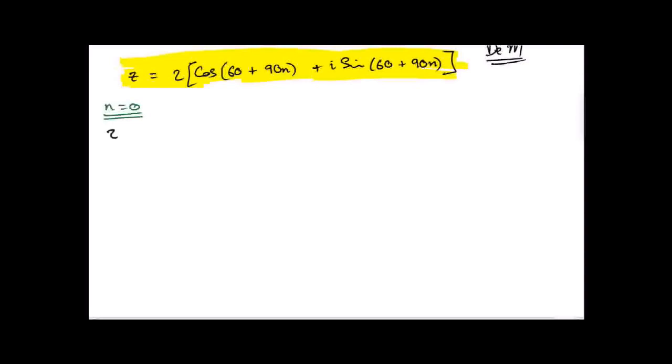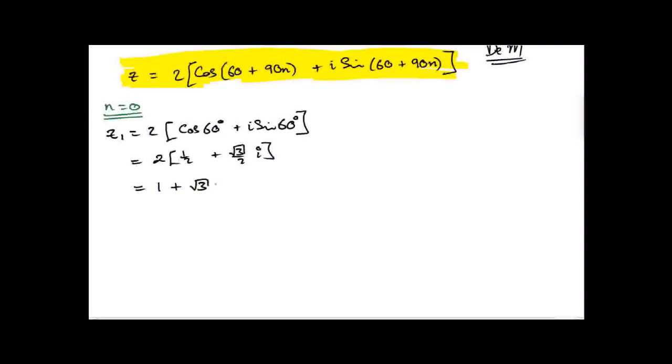So first of all, z1. Well, isn't that going to be 2 multiplied by cos of 60 plus i sine 60? Isn't it? Because obviously if I put in 0 instead of n, what's 90 multiplied by 0? 0, so that's gone. Okay, that's obvious. What's the cos of 60? It's a half. Sine of 60 is root 3 over 2. i. So my first answer is 1 plus root 3 i. So there's my first root, z1.